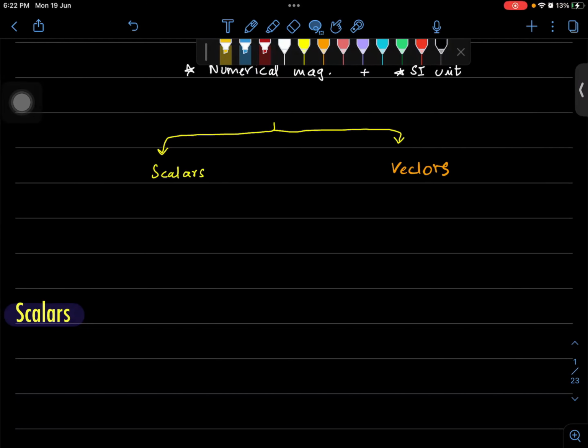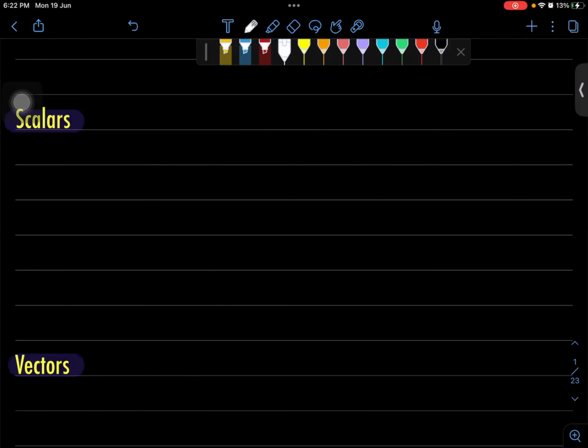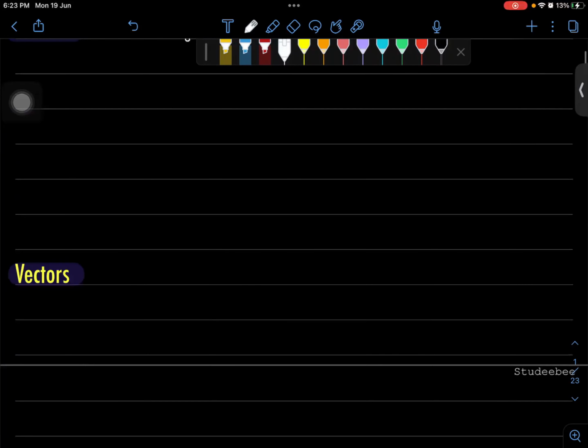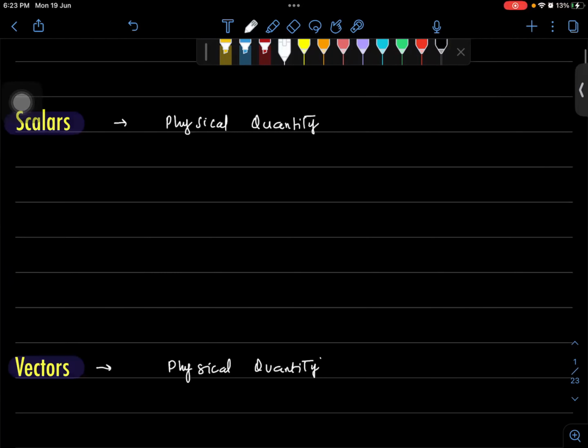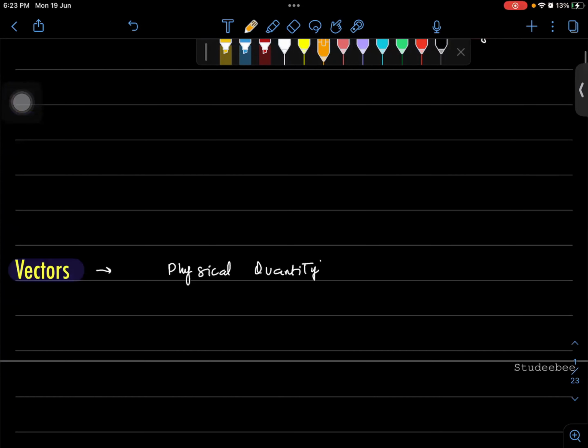अब scalars क्या होते हैं? A scalar quantity is a physical quantity जिसके पास सिर्फ magnitude होता है. This is a physical quantity. And this is also a physical quantity. How do we differentiate scalars and vectors? Scalars के पास सिर्फ magnitude होता है. Only magnitude. Whereas in vectors, we have magnitude and direction both.